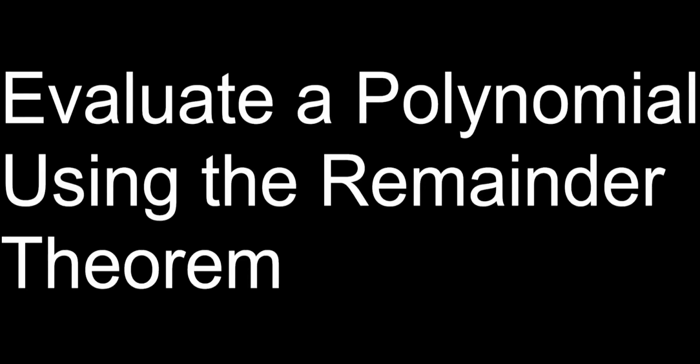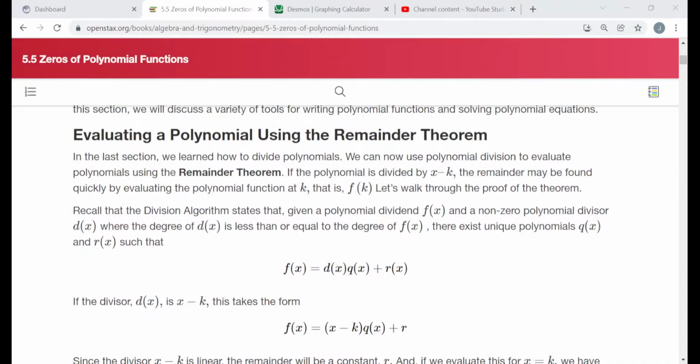Hello everyone. The title of this video is Evaluate a Polynomial Using the Remainder Theorem. Every example I'm going to be doing in this video is taken directly from a free online textbook at openstax.org. I'm in their Algebra and Trigonometry text, section 5.5, called Zeros of Polynomial Functions, under the heading Evaluating a Polynomial Using the Remainder Theorem.